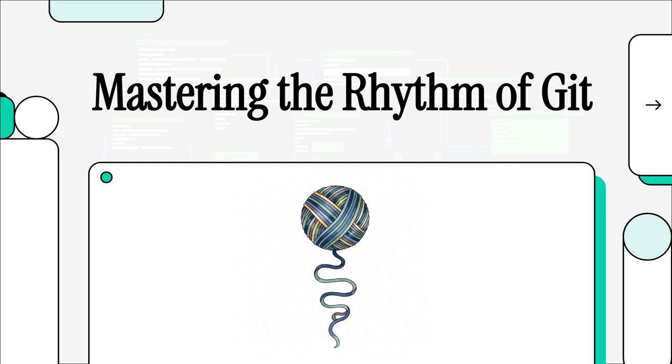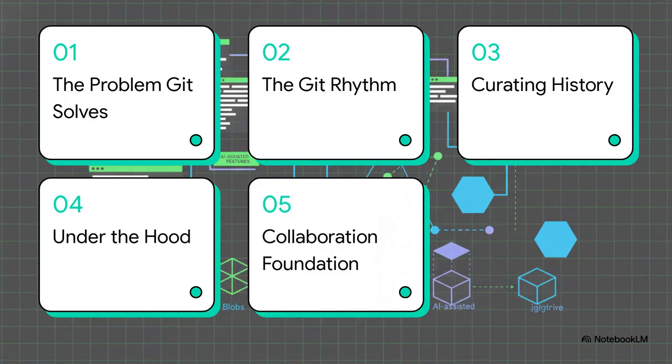Today, we're going to demystify Git, the single most important tool that takes all of that chaos and turns it into a calm, predictable, and powerful rhythm. All right, so here's the plan. First, we're going to feel the pain, the chaos that existed before tools like Git. Then we'll dive into the fundamental Git rhythm, the core workflow you'll use every single day.